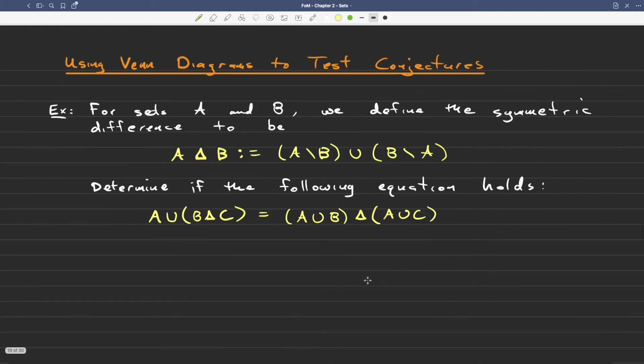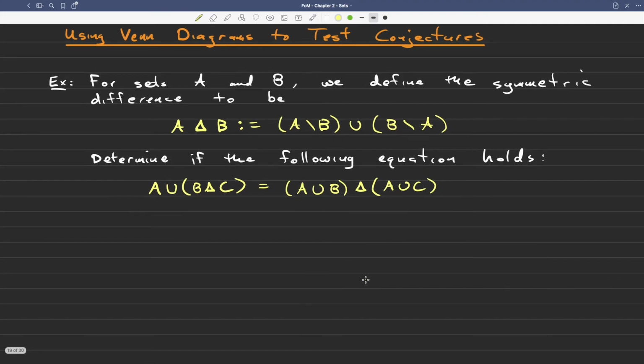So here's a topic that I want to finish up this section on. I want to talk about how you can use Venn diagrams to test conjectures about sets. One thing we have to really understand about Venn diagrams is that you don't prove anything with a Venn diagram. A Venn diagram is just a visual aid to help you understand the relationship between sets. But it in no way constitutes a proof. Can it help guide your proof and guide your intuition? Absolutely. But don't confuse Venn diagrams, which are just pictures, with proofs.